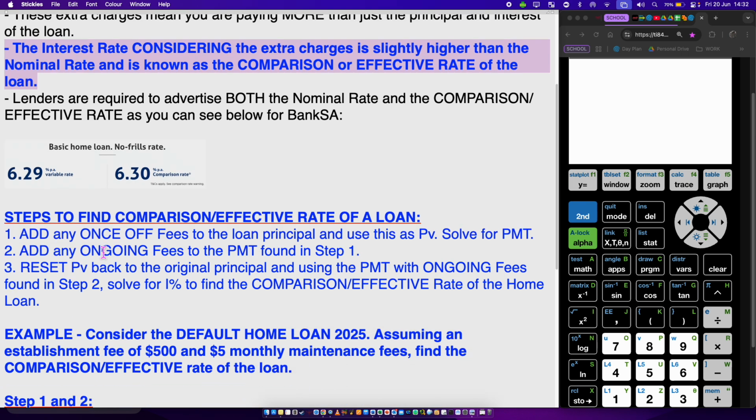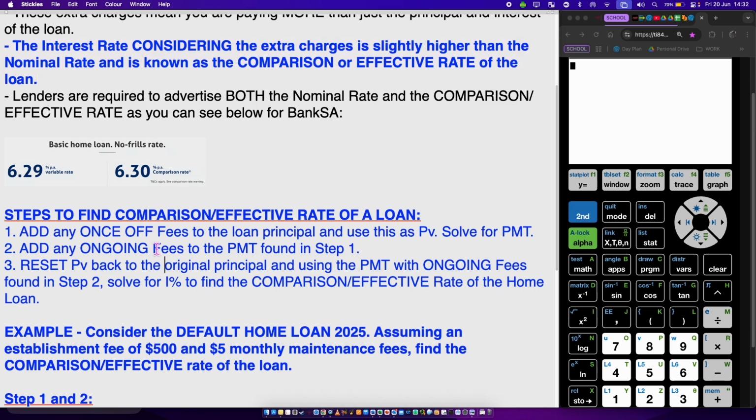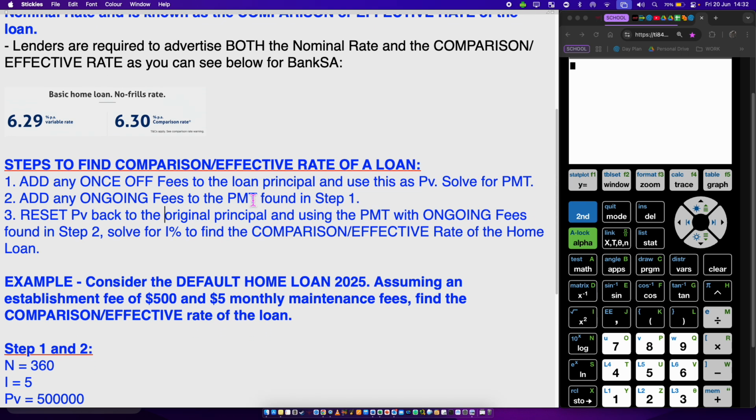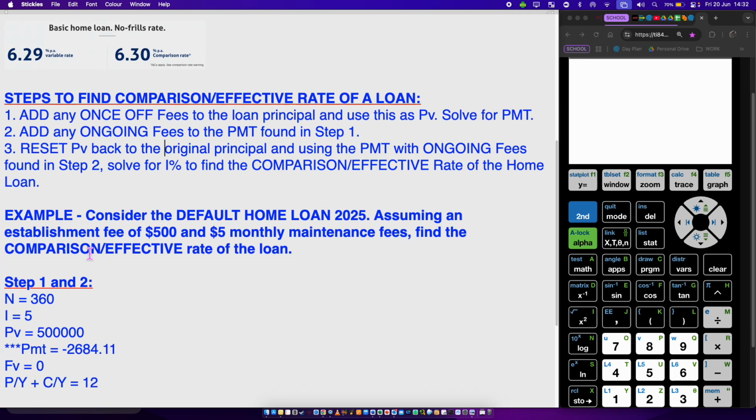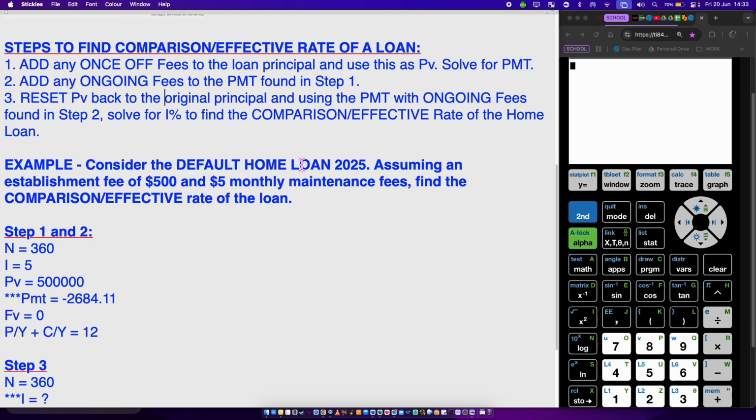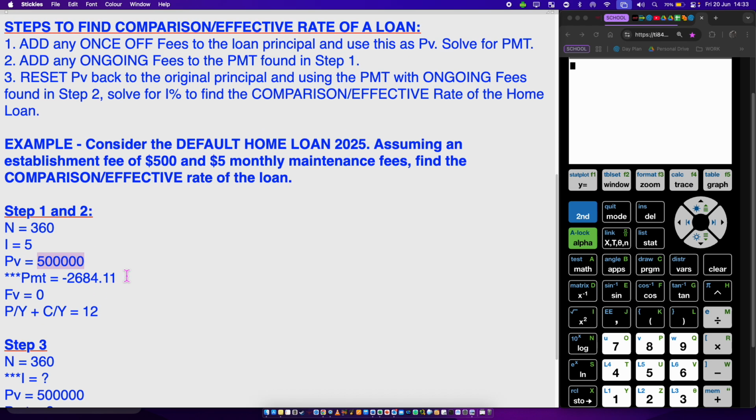So the steps to find the comparison rate of a loan: add any once-off fees to the loan principal and use this as PV, solve for PMT. Add any ongoing fees to the PMT you found in step 1. Reset PV back to the original loan principal and use the new larger PMT to solve for I. So let's demonstrate that. We've got the 2025 your class's default home loan. It was $500,000. The monthly repayments were $2,684.11. It was for 30 years.